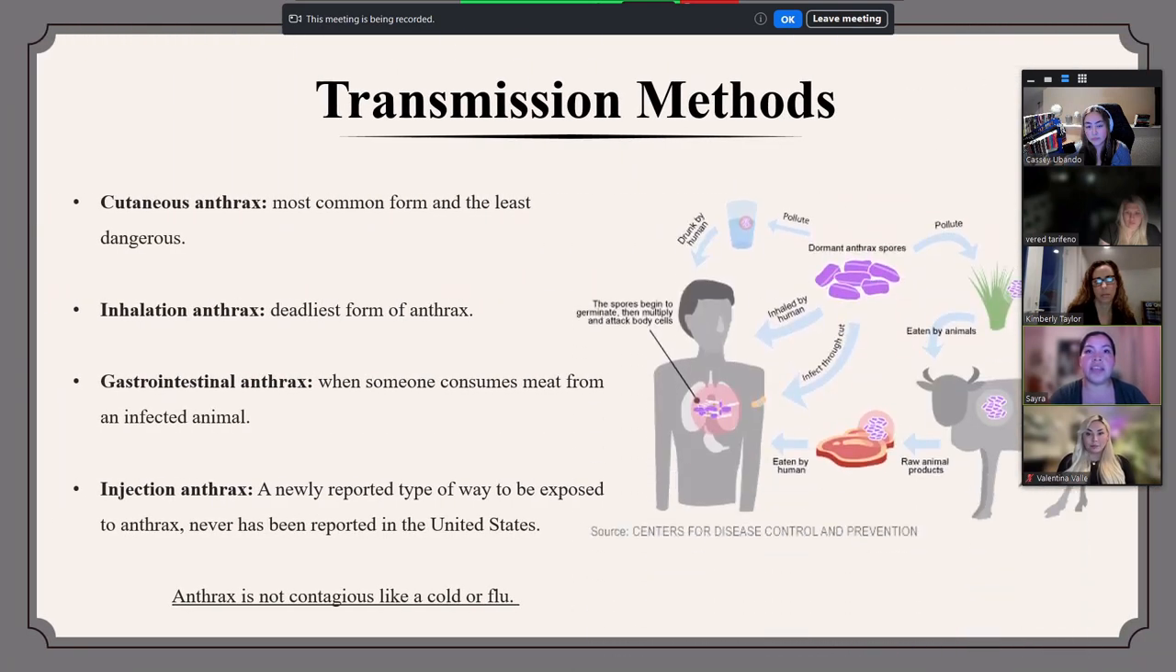In cutaneous anthrax, the incubation period is 1 to 7 days from exposure. Inhalation anthrax incubation is about a week, with exposure up to 2 months. GI anthrax incubation period is 1 to 7 days. And injection anthrax is only reported in Northern Europe to date and only reported in heroin injecting drug users.